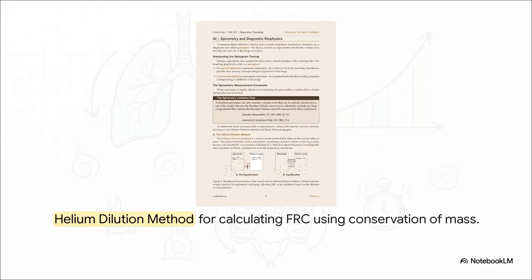This closed-circuit method is honestly just like diluting palm oil. Imagine you have a small cup of water that's highly concentrated with intense red palm oil. If you pour that cup into a massive pot of clean water of an unknown volume, mix it all up thoroughly, and then measure exactly how pale the red color has become, you can calculate the exact volume of water in that pot. The helium dilution method does exactly this, just inside the lungs, to calculate that hidden functional residual capacity.